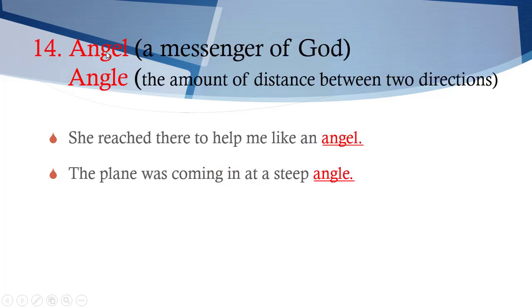Then comes angel and angle. The word angel means a messenger of God, whereas the word angle means the amount of distance between two directions. Now, using the first word in a sentence, we can say, she reached there to help me like an angel. We can use the word angle in a sentence as, the plane was coming in at a steep angle.